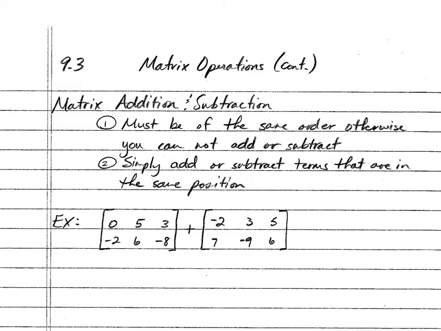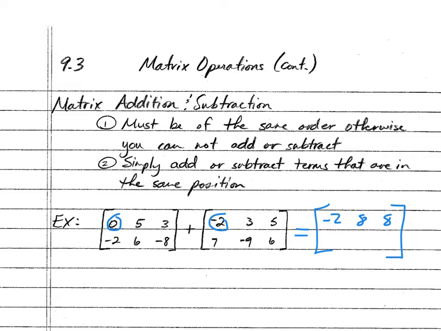And this is very, very simple. You simply add or subtract the terms that are in the same position. Okay? So if I add these guys, the numbers in the very first position, 0 plus negative 2. These two numbers right here are in the same position. So I'm going to add those together and get negative 2. 5 plus 3 gives me 8. 3 plus 5 gives me 8.